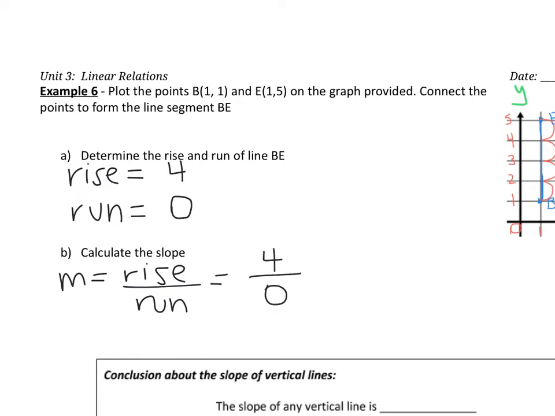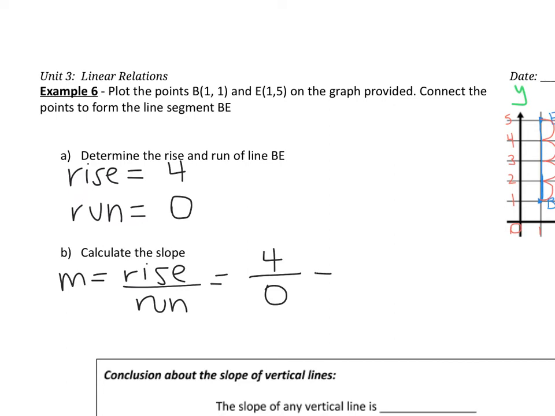So if you have a calculator with you, I'd like you to put this into your calculator. 4 divided by 0. See what you get. So if you put those numbers in and try to divide them, 4 divided by 0, you should get something that says error or cannot be calculated, depending on what kind of calculator you have. The reason is you cannot divide a number by 0. It just won't logically compute.